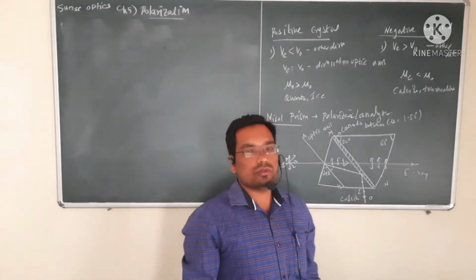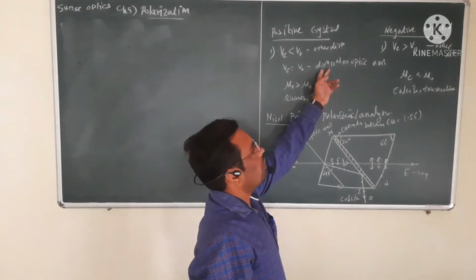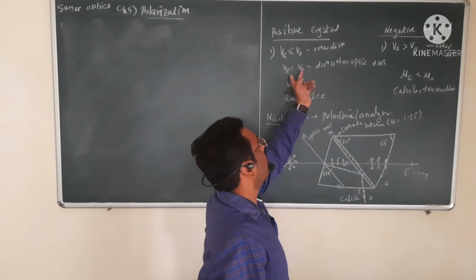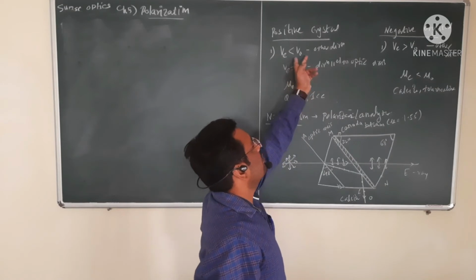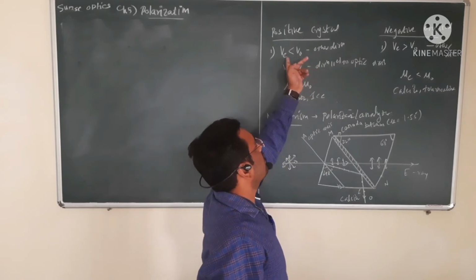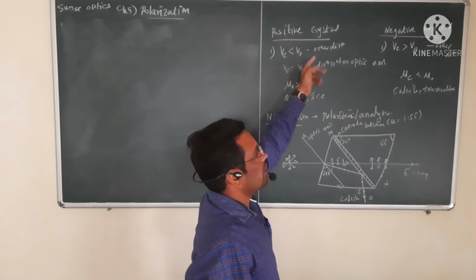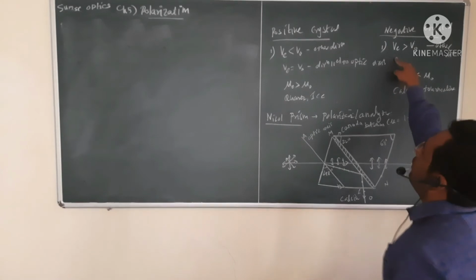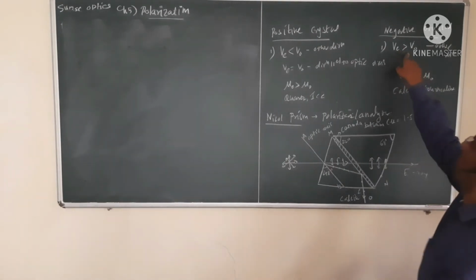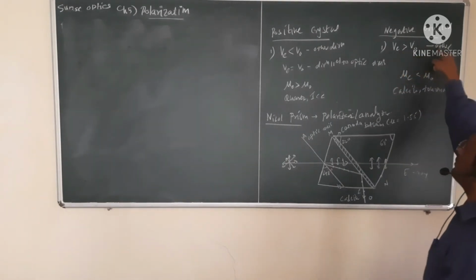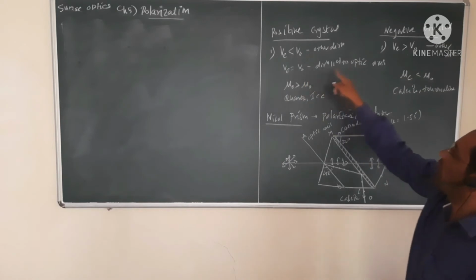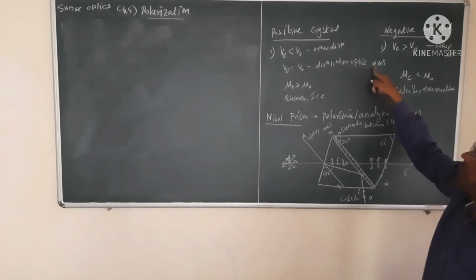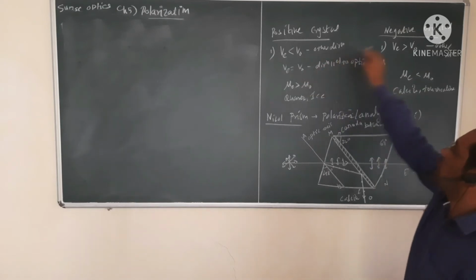That is also important. In the optic axis direction both velocities are the same, but in other directions the extraordinary ray has less velocity compared to the ordinary. In the case of a negative crystal, exactly the opposite holds. The velocity of the extraordinary ray is greater than the velocity of the ordinary ray in other directions, but again in the direction parallel to the optic axis, both rays have the same velocity.